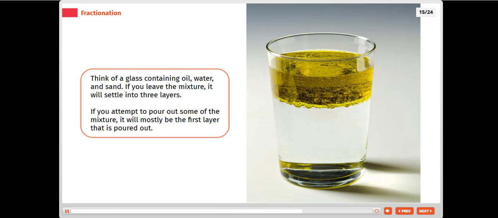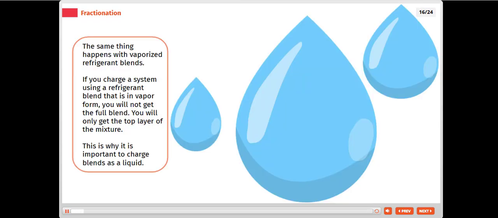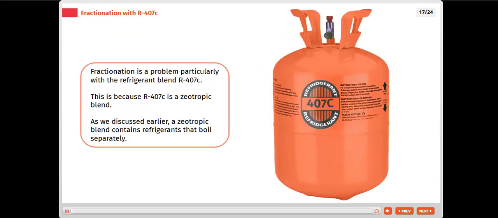The same thing happens with vaporized refrigerant blends. If you charge a system using a refrigerant blend that is in vapor form, you will not get the full blend. You will only get the top layer of the mixture. This is why it is important to charge blends as a liquid. Fractionation is a problem particularly with the refrigerant blend R407C. This is because R407C is a zeotropic blend. As we discussed earlier, a zeotropic blend contains refrigerants that boil separately.